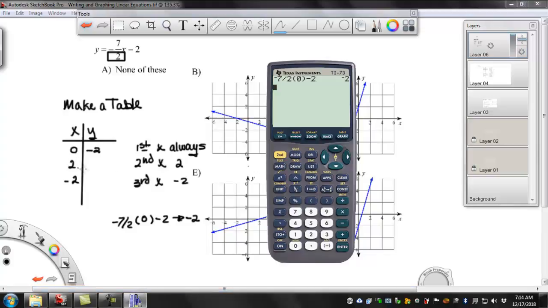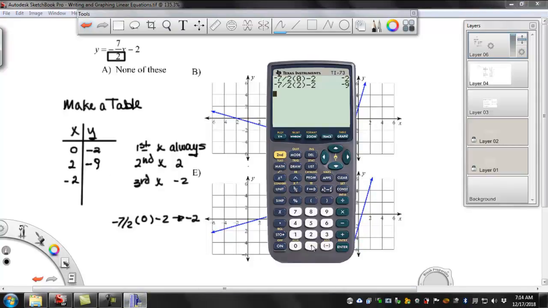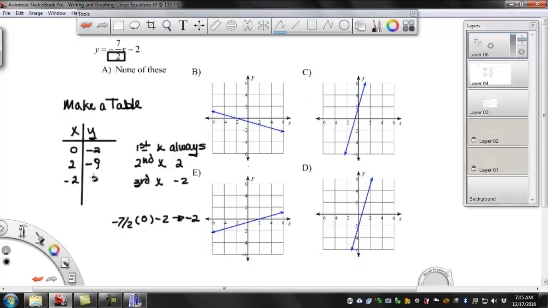Now we'll go ahead for our next x. We'll choose 2, so we'll replace the 0 with a 2. That'll give us a -9. And now we're going to do the same thing. We're going to go up and edit this equation, and we will replace 2 with a negative 2. And I get a 5.